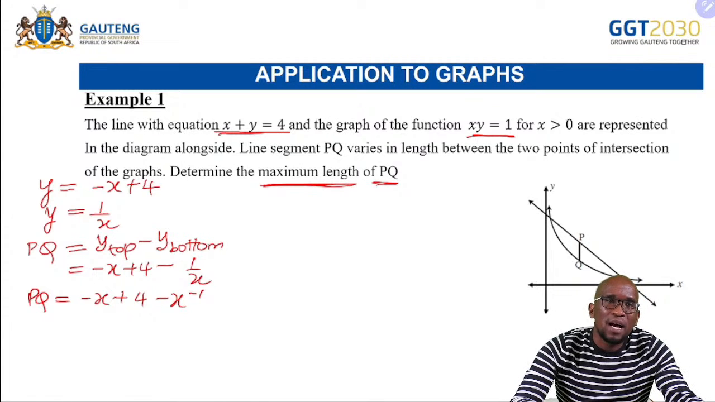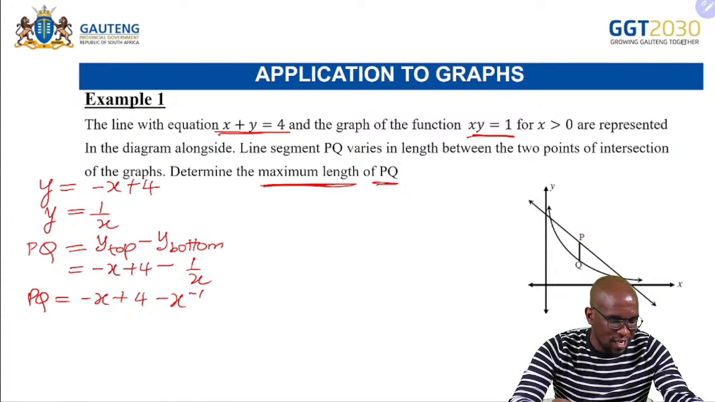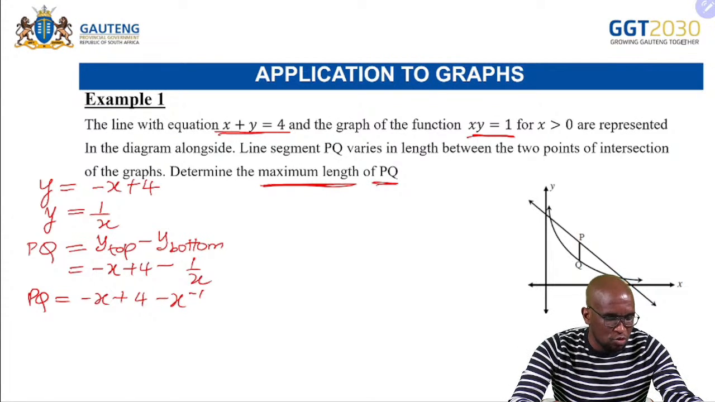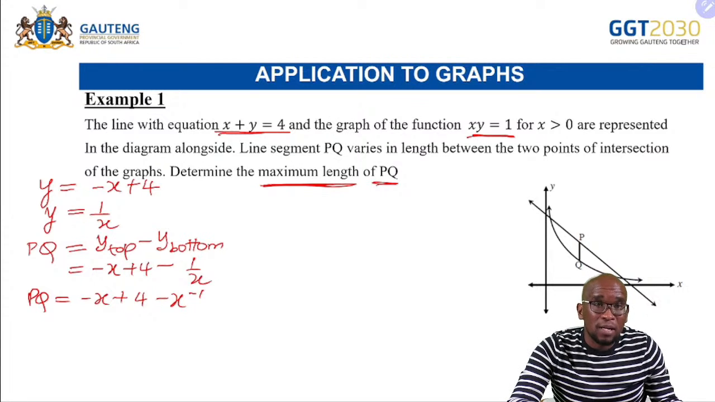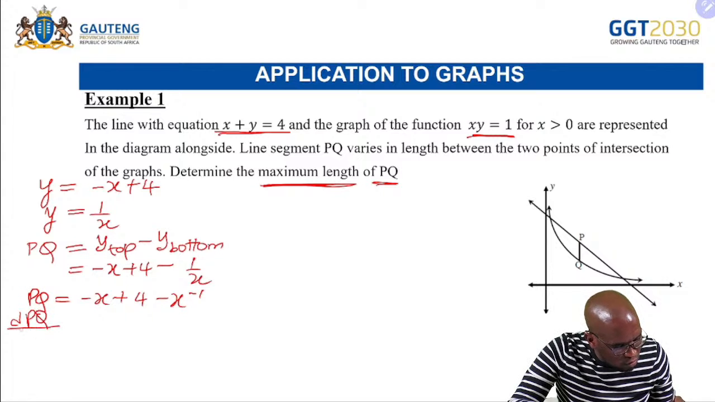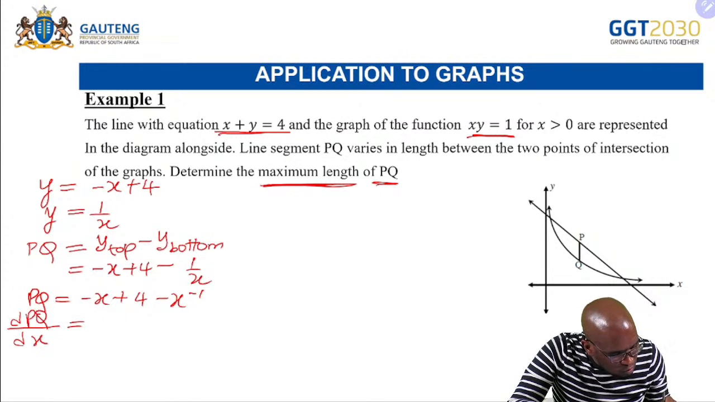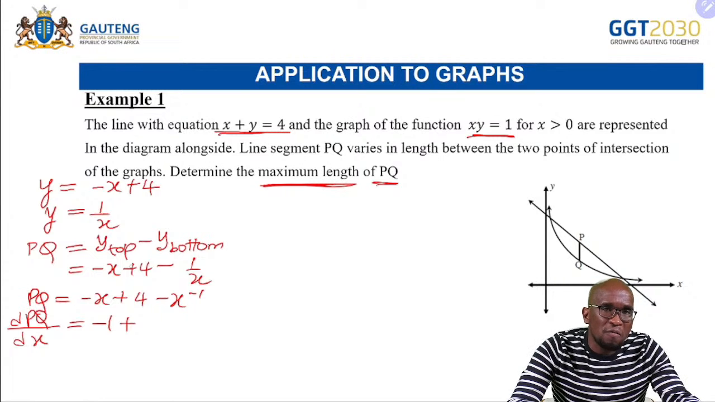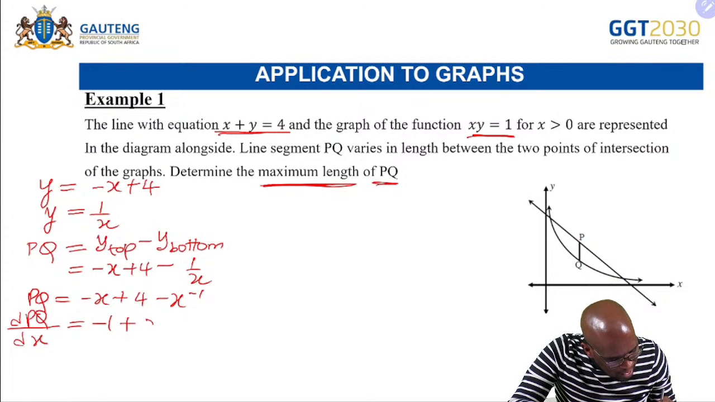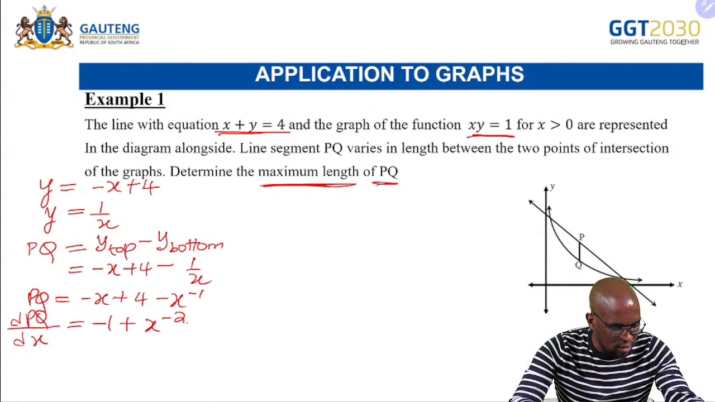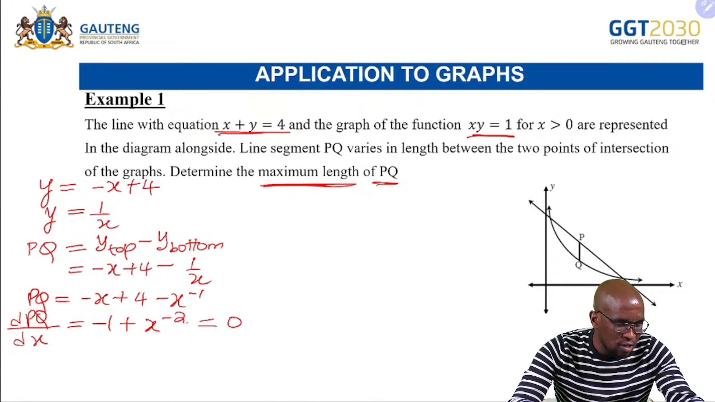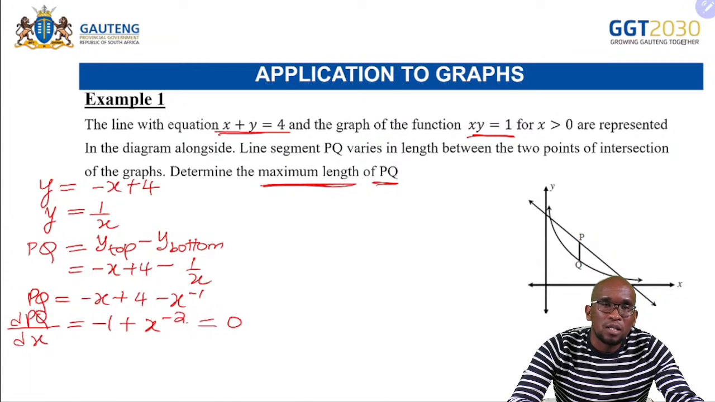In order for us to maximize, we differentiate PQ with respect to x, and then we find the value of x at which the maximum length occurs, and then we can use back substitution to find the maximum length of PQ. So if we work out dPQ/dx, this would be equal to minus 1 plus the derivative of negative x, which is minus 1. The derivative of 4, which is a constant, is 0. And the derivative of x to the minus 1 would be plus x to the power of minus 2. Obviously, we need to set the derivative equal to 0. dPQ/dx is equal to 0 if we want to get the maximum length.